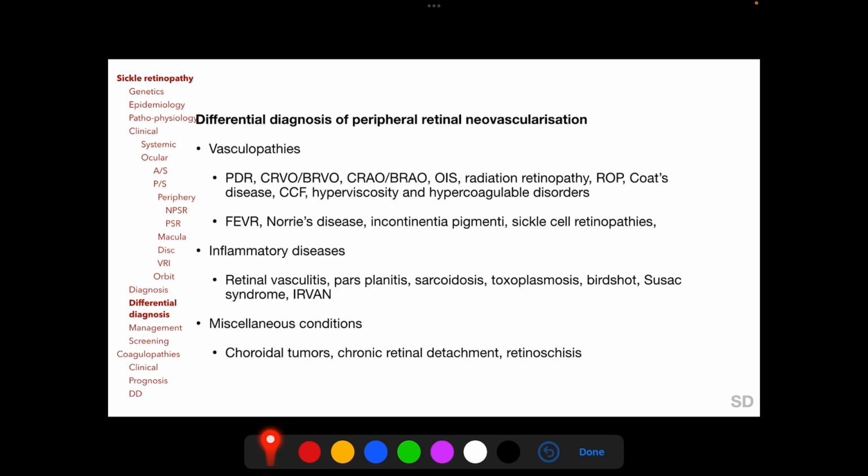Differential diagnosis of peripheral retinal neovascularization includes acquired vasculopathies like proliferative diabetic retinopathy and retinal vascular occlusions, hereditary vasculopathies such as familial exudative vitreoretinopathy, incontinentia pigmenti, and sickle cell retinopathies, inflammatory diseases such as retinal vasculitis, and miscellaneous conditions such as choroidal tumors, chronic retinal detachment, and retinoschisis.